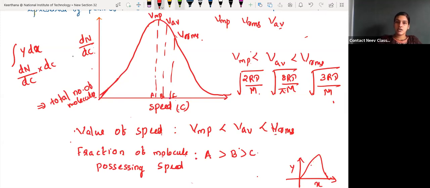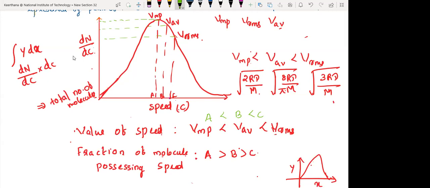And if you are just looking, this is A, and this is B, and this is C. It is actually the opposite order. If the value of speed is A less than B less than C, the fraction of molecules possessing this speed will be A greater than B greater than C. This is the opposite order. Everybody, you got it? What I'm trying to say?